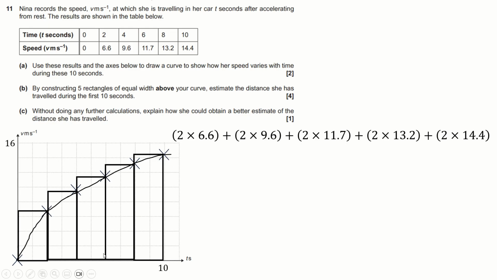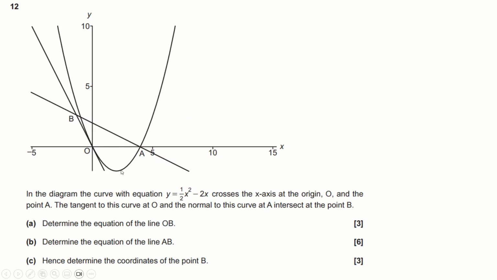Rectangles below the curve would mean going up to the previous point and then across and down, and up to the previous point across, and you have an underestimate. Anyway, calculate all of that, you get this. And then how could I make this better? By using trapezium rule, obviously, like any normal human being would in this question.